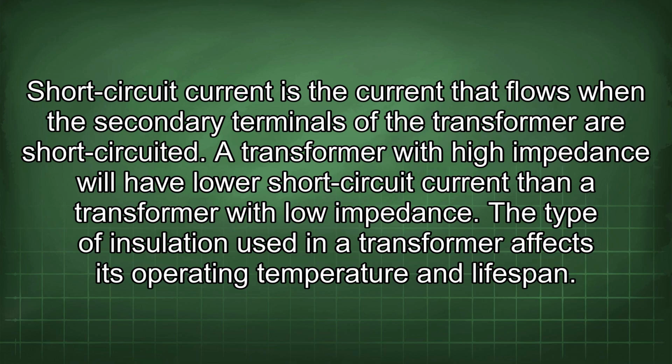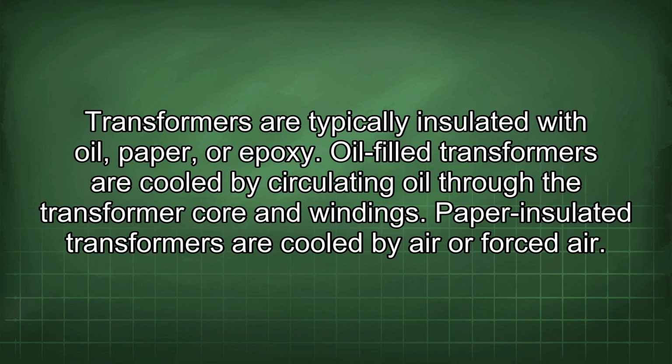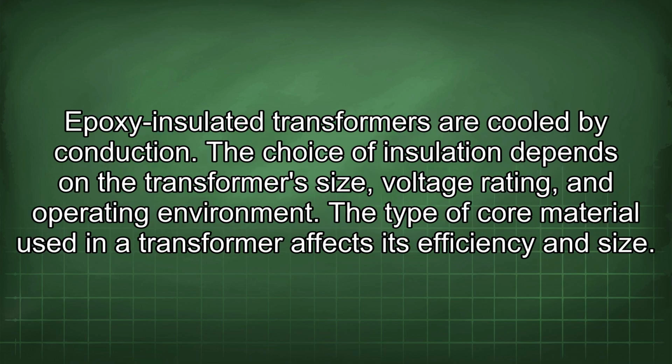The type of insulation used in a transformer affects its operating temperature and lifespan. Transformers are typically insulated with oil, paper, or epoxy. Oil-filled transformers are cooled by circulating oil through the transformer core and windings. Paper-insulated transformers are cooled by air or forced air. Epoxy-insulated transformers are cooled by conduction. The choice of insulation depends on the transformer's size, voltage rating, and operating environment.